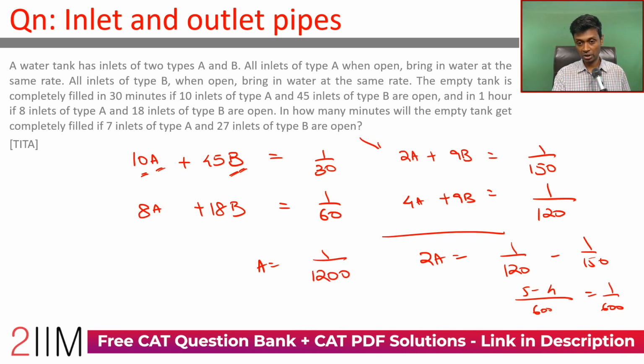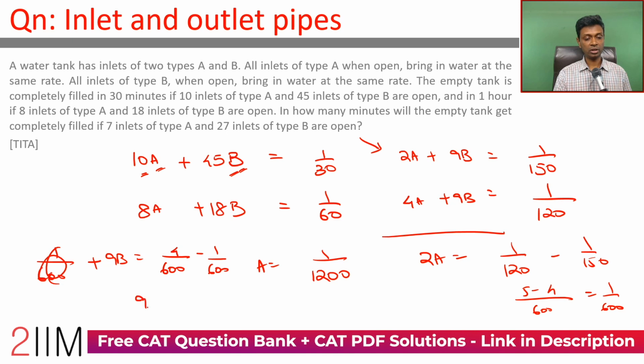I'm going to substitute here. 2A is 1 by 600. 1 by 600 plus 9B equals 1 by 150, which is 4 by 600. Or 9B is 4 by 600 minus 1 by 600. 9B is 3 by 600 or 1 by 200. B is 1 by 1800.